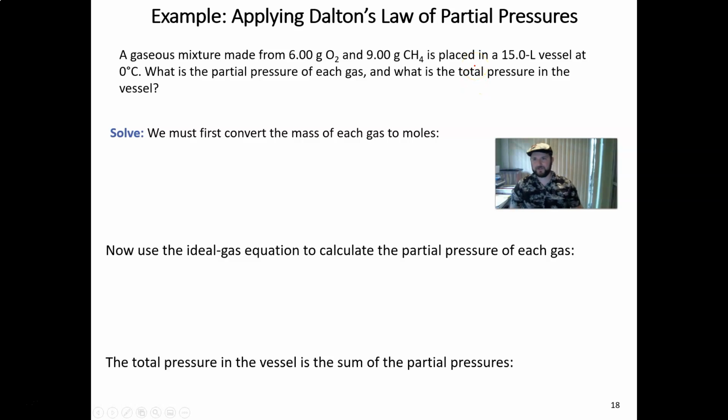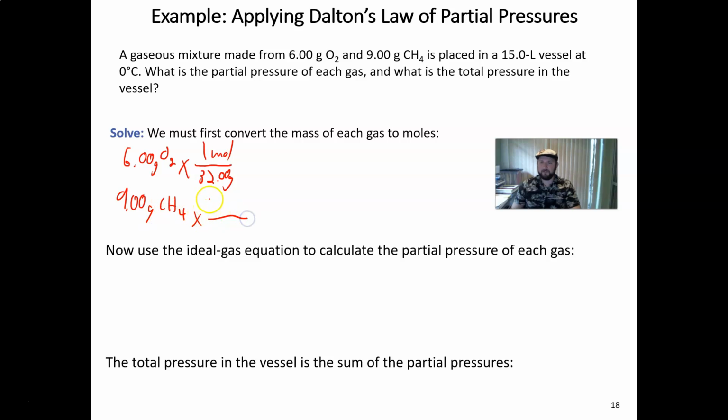So in order to do this, this is just the same type of calculations you have done before. There are just a couple more of them. So we would convert each one of these masses into moles. If we take 6.00 grams of O2, convert that into moles, of course it's 32.00 grams for every 1 mole. And if we take the 9.00 grams of CH4 times its inverse molar mass, 1 mole is 12.01 plus 4.04, which would be, I think, 16.05.